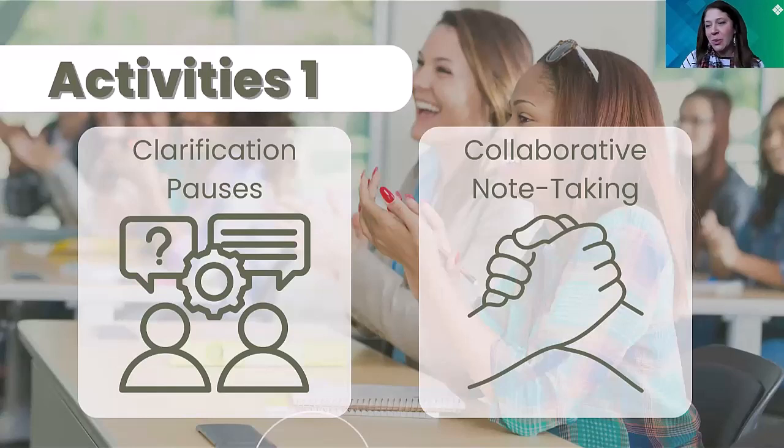The first two activities we want to explore are clarification pauses and collaborative note-taking. These can overlap, but we like to look at them as separate buckets as well. With clarification pauses, it's when the instructor intentionally pauses during the lecture and asks students to take a few minutes to summarize in writing or orally what they have just learned. This is a really great way for students to reflect and also get clarification if they need it.